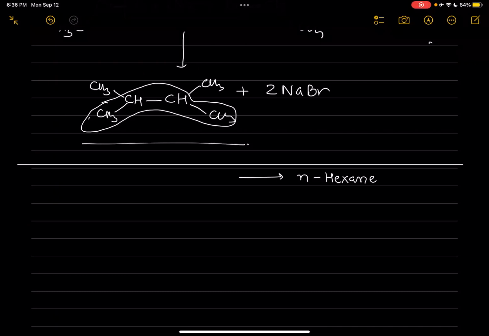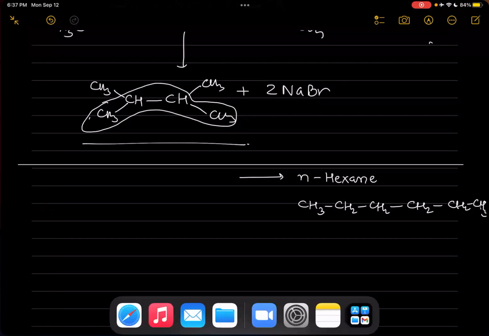So what we can do over here is write hexane, the structure of hexane. CH3, CH2. So this is hexane, 6 carbon atoms. Normal hexane means it is a straight chain, there is no branching.